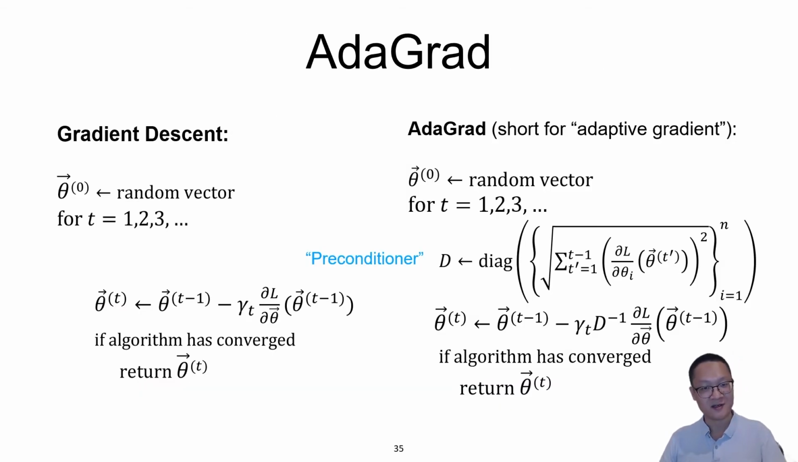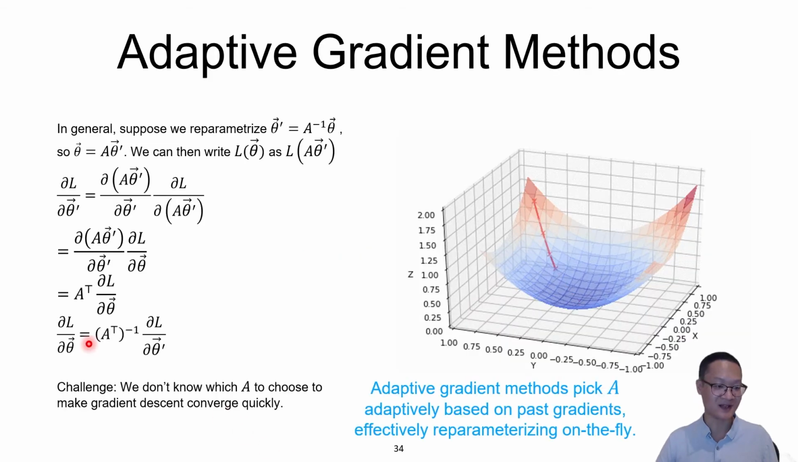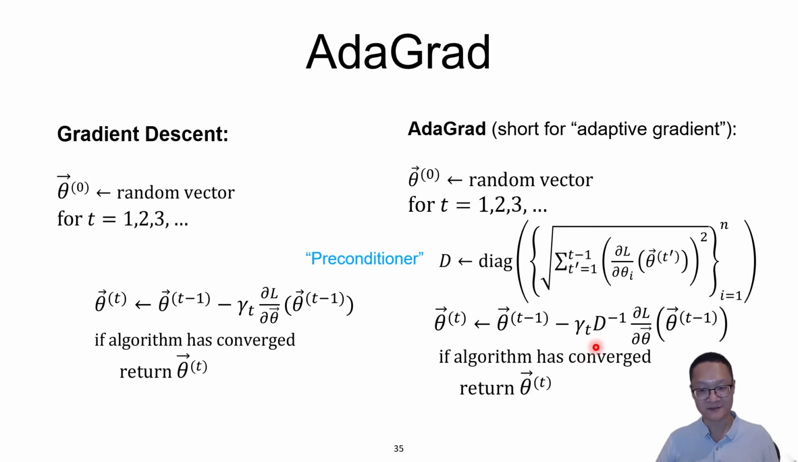Let me present ADAGRAD, which is short for adaptive gradient. Let's do a comparison with gradient descent. Gradient descent is pretty simple: we just subtract step size times the gradient. Over here for ADAGRAD, we're going to subtract step size times some matrix D inverse, times this gradient. The idea of D inverse is from the previous slide. We want to scale the gradient using an inverse of a matrix in order to get a better direction for moving our parameters down.